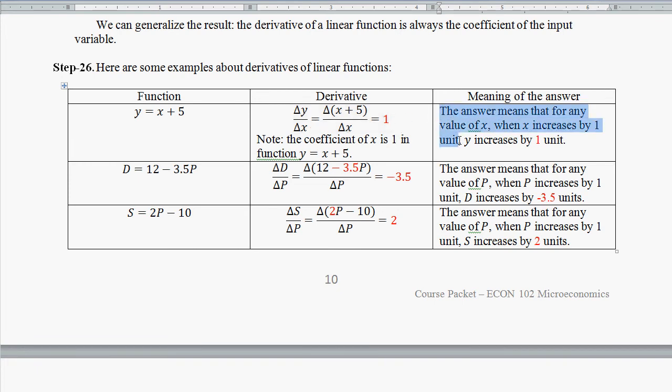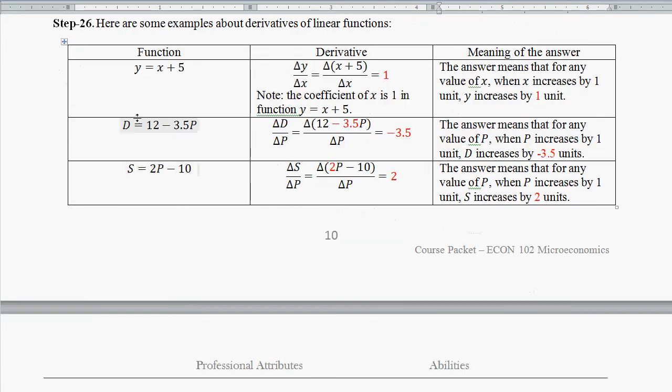Okay, now let's look at a different function. This is the demand function. We're going to see it in a few weeks, or maybe in a few days. We want to know the derivative of this function. It's defined as the change in d divided by the change in p. That's easy. That's the definition. There is nothing to say. Oh, I do have something to say. We must change the symbols.